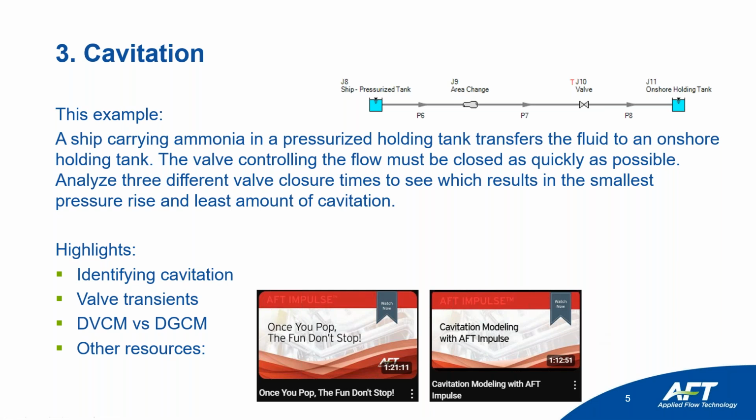Now we're going to touch on cavitation. So we're going to move on to a new model. And this model, we are going to be defining a valve transient. So this model describes ammonia going from one pressurized tank to another pressurized tank. And in this model, we want to close the valve as fast as possible.